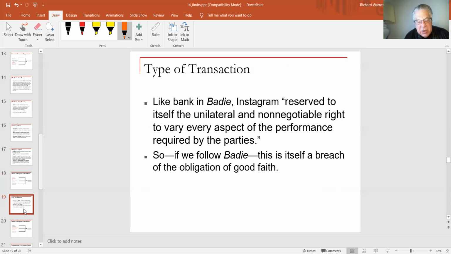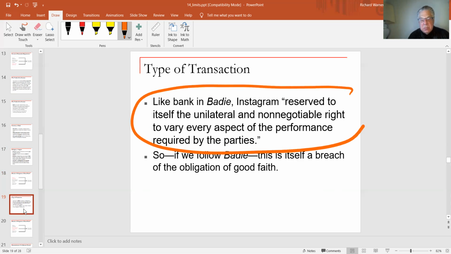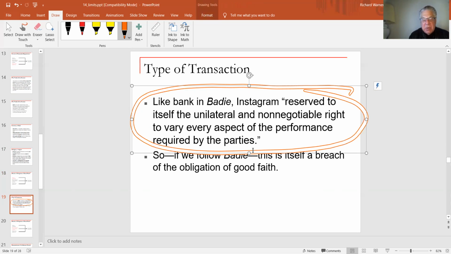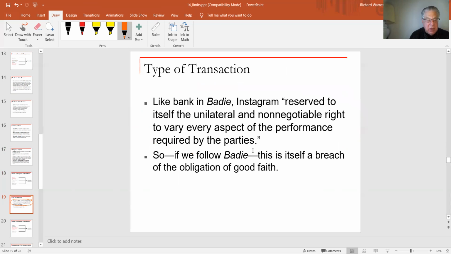Type of transaction. The court makes the same point. Just like the New York Times, just like the bank in Beatty versus Bank of America, same clause in the new Instagram contract. We can change anything we want. So if we follow Beatty, this in itself is a breach of the obligation of good faith and fair dealing.